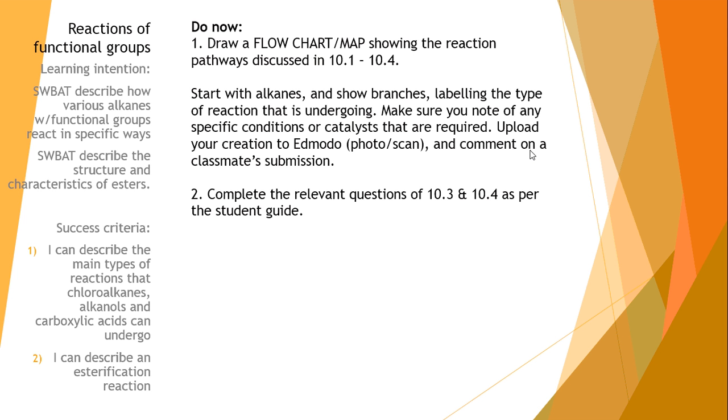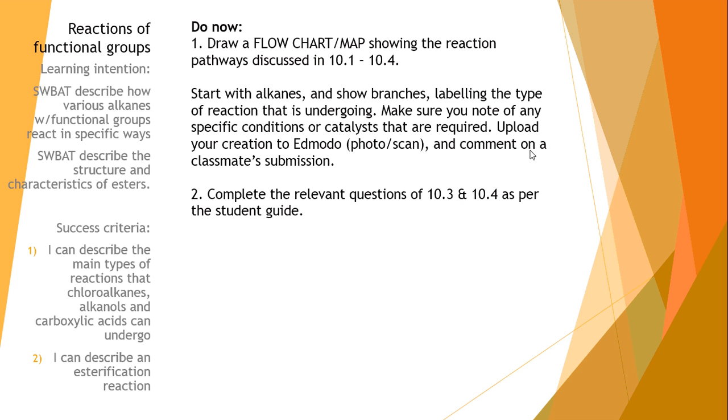Alright, we're almost at the end of this class, and so here's what I'd like you to do. Number one, get a piece of paper out, maybe use your textbook, your exercise book, maybe make it A4, and I want you to draw a flow chart or a flow map showing the pathways that we've looked at from 10.1 to 10.4. Start with an alkane, maybe start with ethane, and ethene perhaps as well, and show how all of them link. How do you get from ethane to chloroethane, from chloroethane to ethanol, from ethanol to ethanoic acid, from ethanoic acid to ethyl ethanoate, for example.